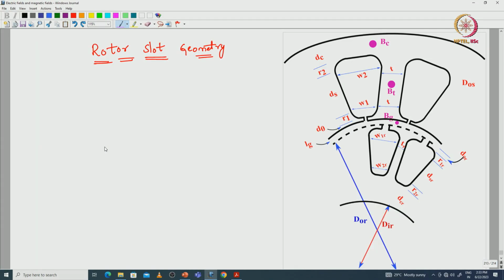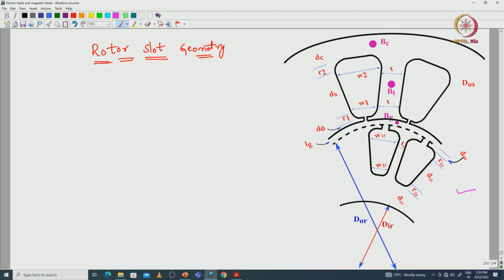Greetings to all. In the last lecture we started doing the rotor core design equations with respect to the number of slots, the bar currents and bar length, etc. In this lecture we will discuss rotor slot geometry equations, like the slot depth, slot width, slot height, etc.